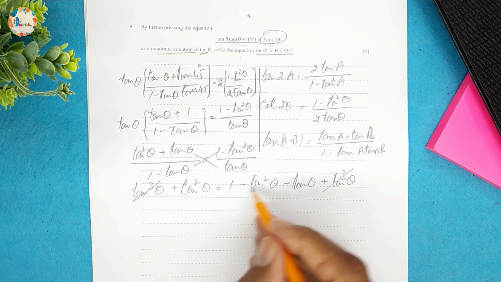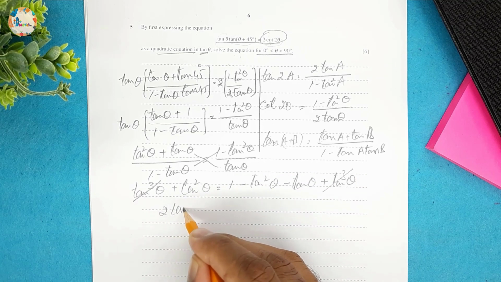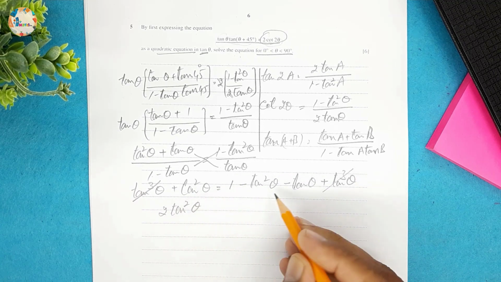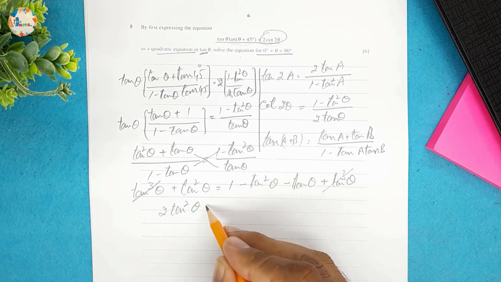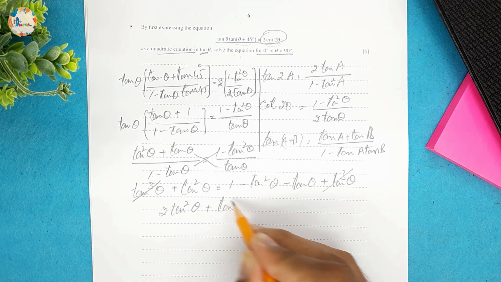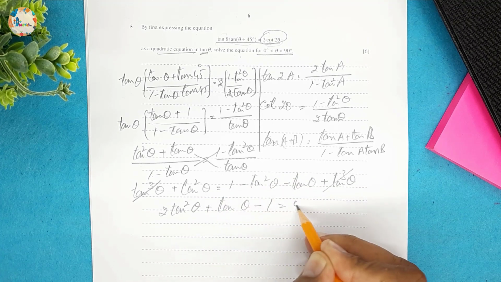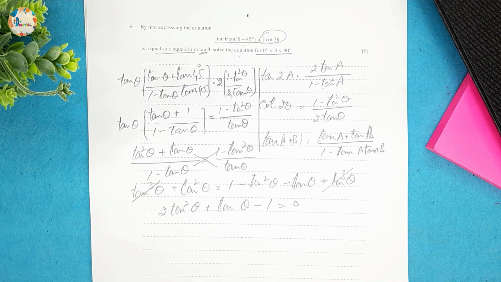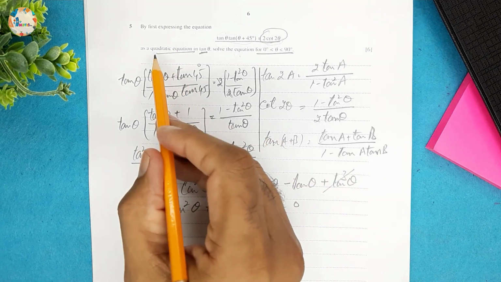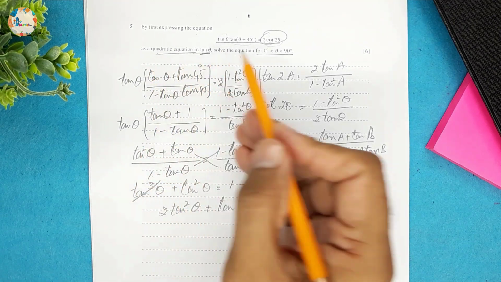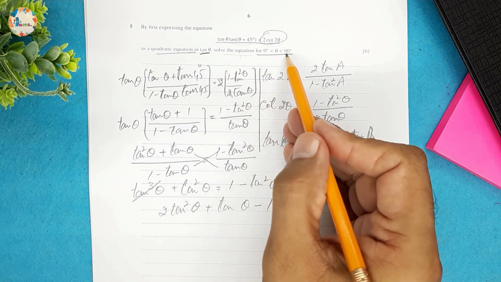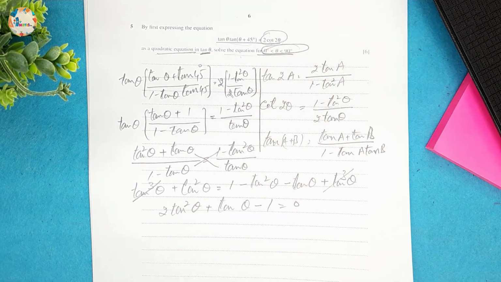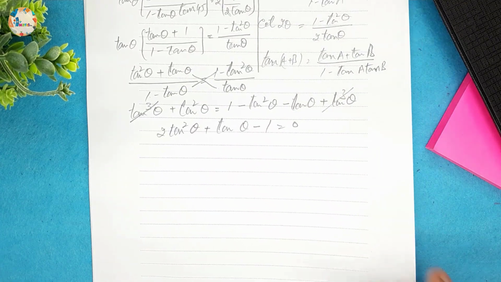So tan square theta plus tan square theta will be 2 tan square theta, and this one also will be plus tan theta, and minus 1 is equal to 0. Now this is basically our quadratic equation in form of tan theta. This is what they are asking for, quadratic equation in tan theta. Now solve the equation for this range, and this is simpler.